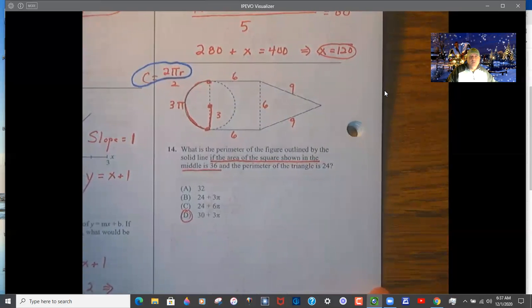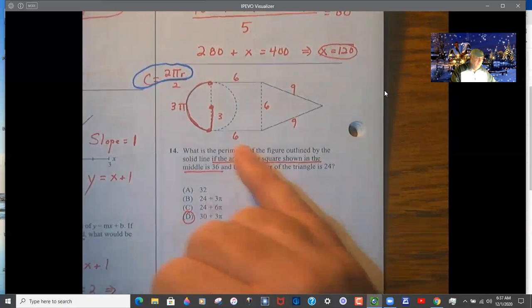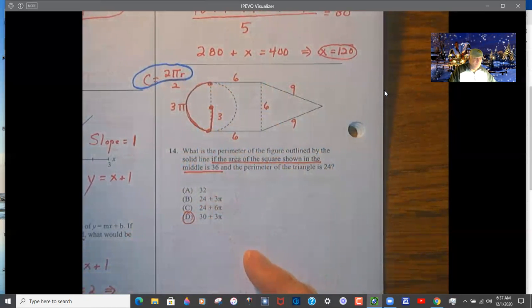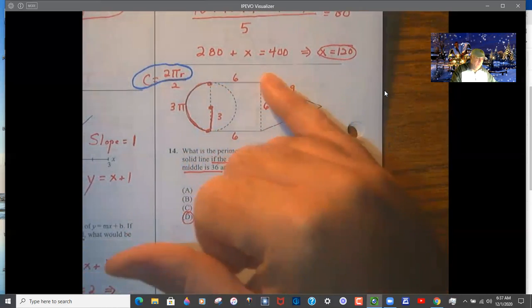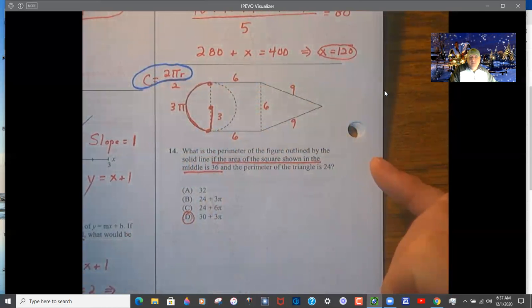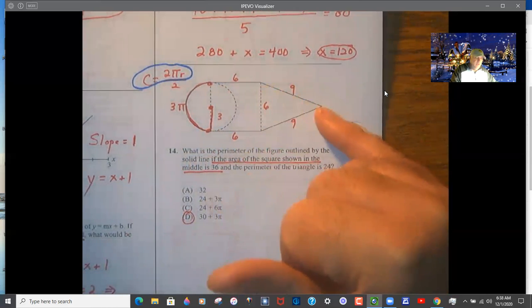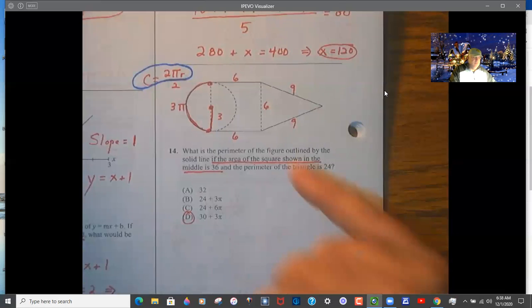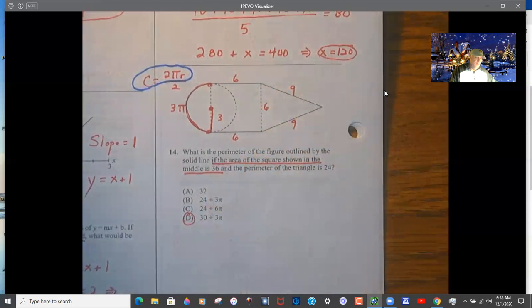Okay, so the area of the square shown in the figure in the middle is 36. So all these sides are 6, making the radius 3. And we know the perimeter of this triangle is 24. Now you don't have to necessarily assume both of these sides are 9, although it looks like they're equal. They could be 10 and 8 if you want, just as long as the sum of those 3 is 24. So what is the perimeter of the entire figure?